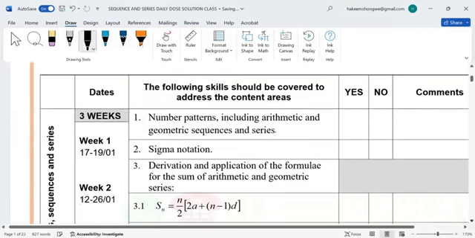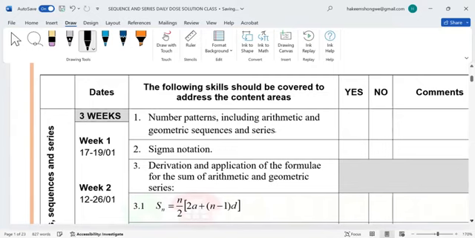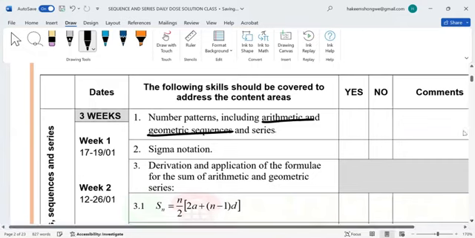We are supposed to check number patterns, including arithmetic, also known as linear. We're also going to look at geometric sequence. And then number patterns, basically we are talking about the one that we were doing last year, the one of quadratic patterns. And then the other thing that we're going to look at is sigma notation.